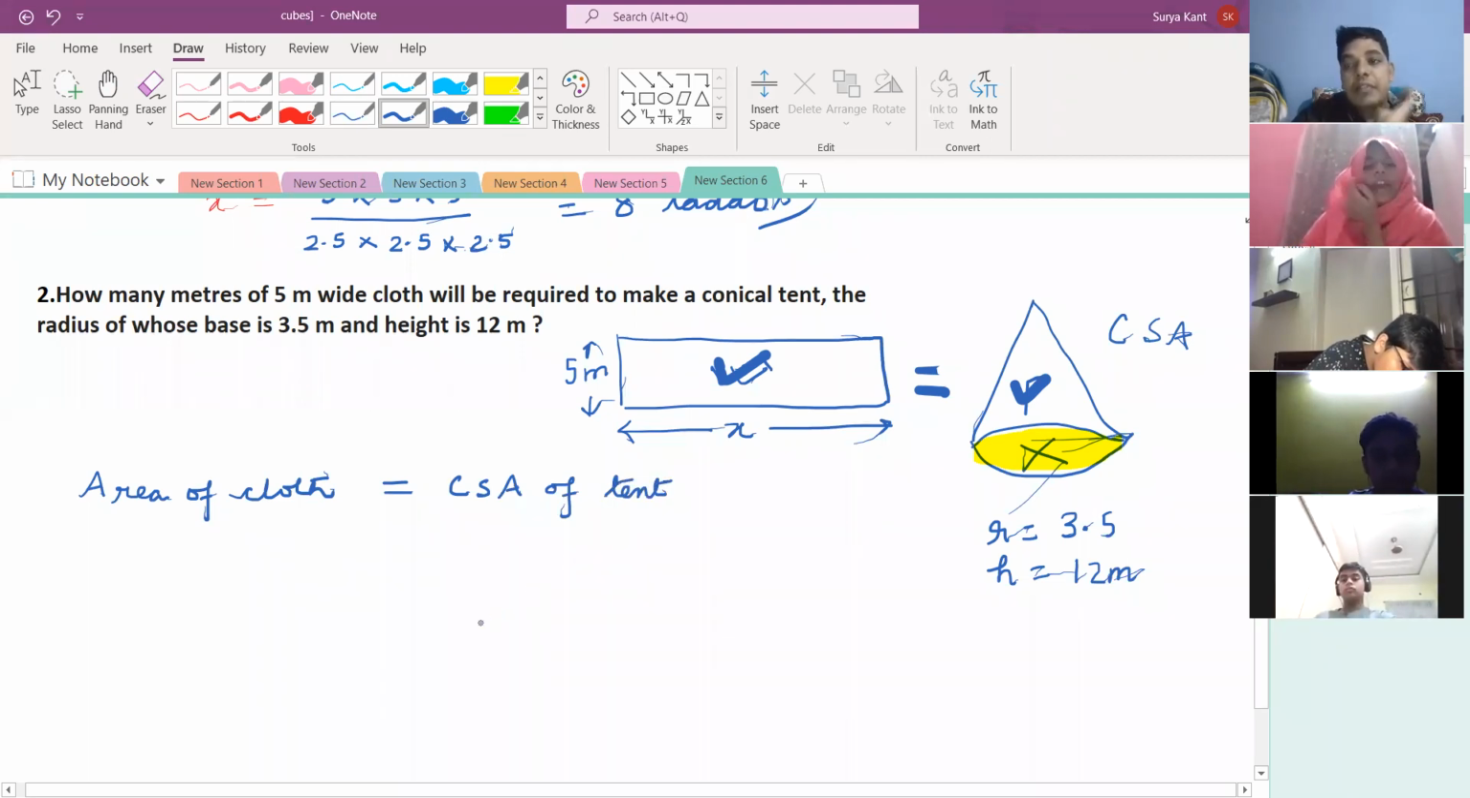Sir, why have I written area of base, right, sir? So it's the diameter, not the radius, right? Which one? 3.5 you are saying? Yeah. See, radius of whose is given? No, radius of whose base.